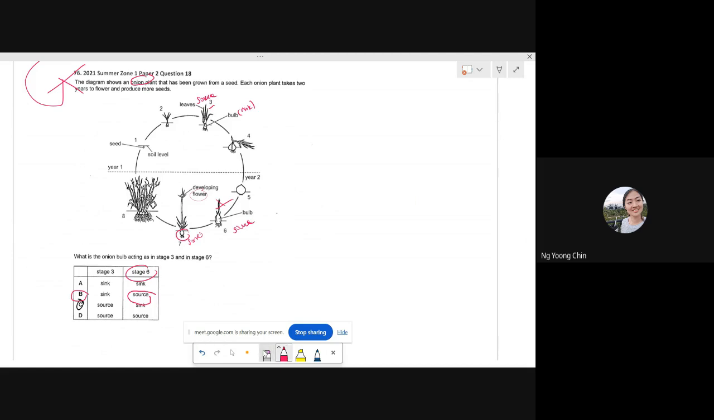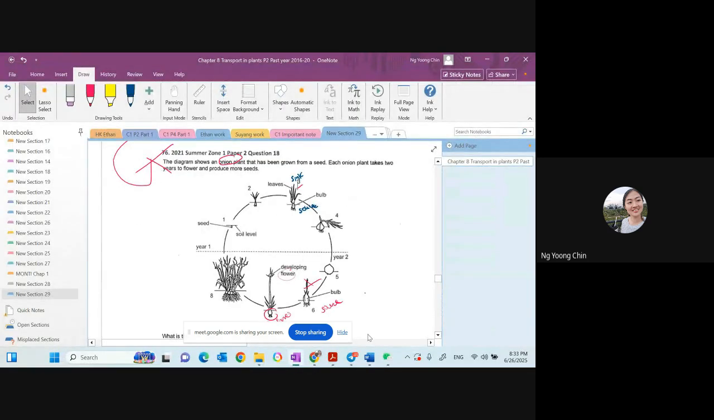Oh, sorry, just now I made a mistake. For this bulb, it is acting just like the source. So this leaf is the sink, because the bulb provides the nutrients for the plant to grow its leaf. The leaf is just a sink because it is using the nutrients from the bulb. So that's why the bulb is a source.